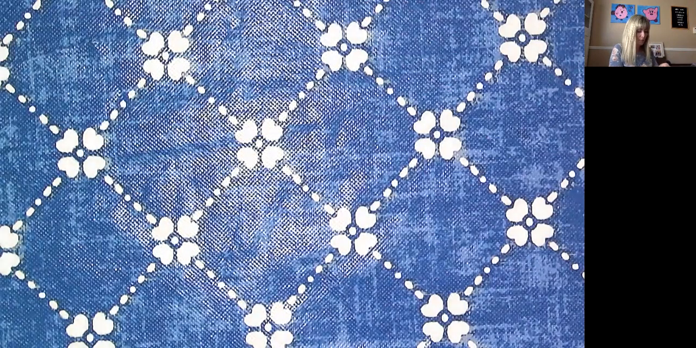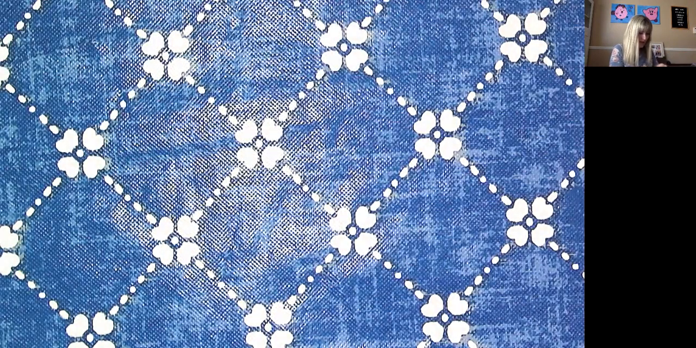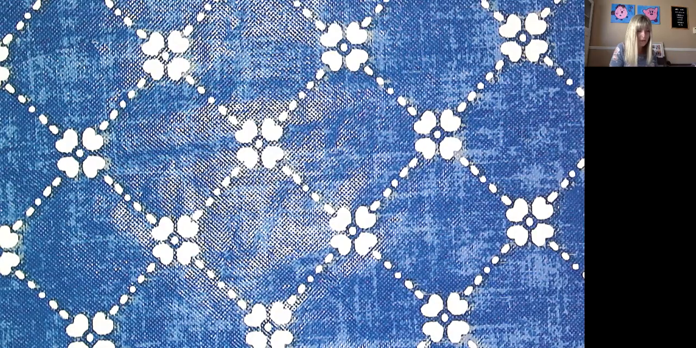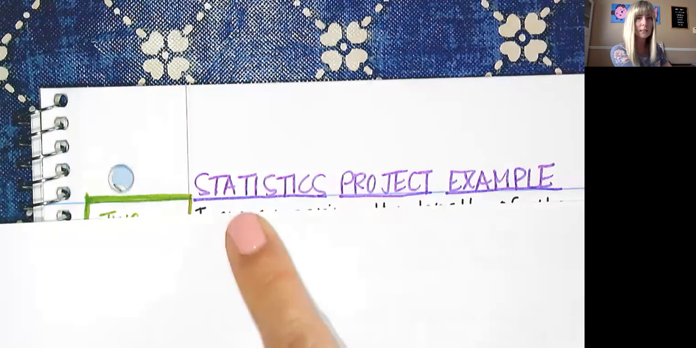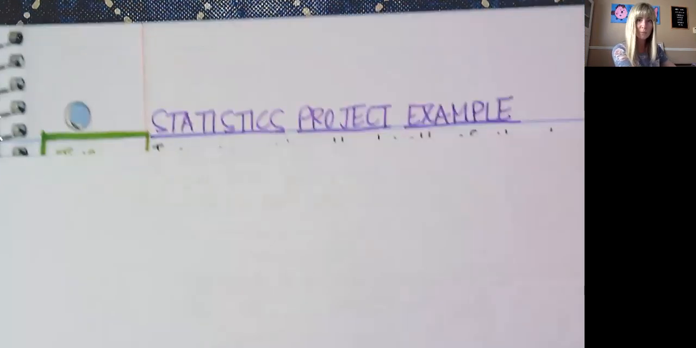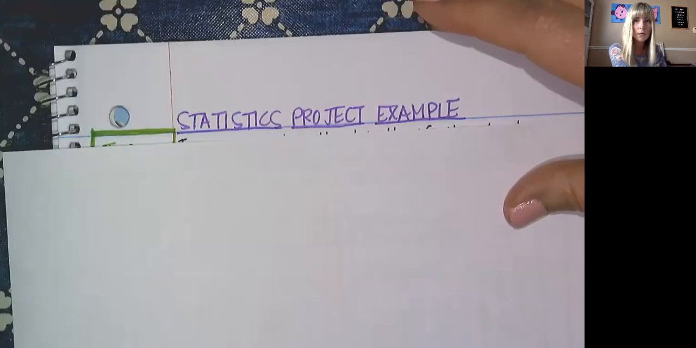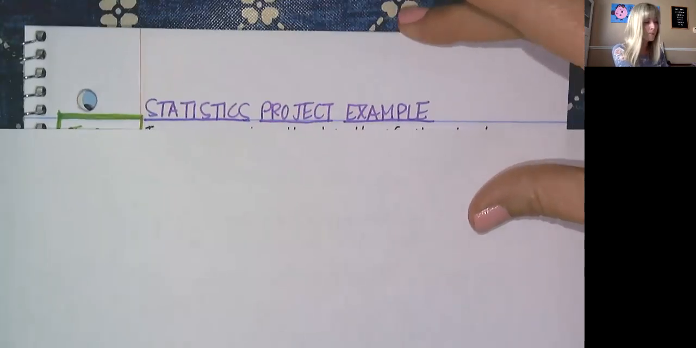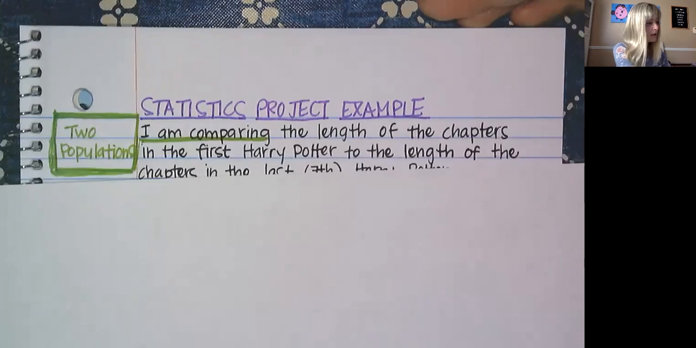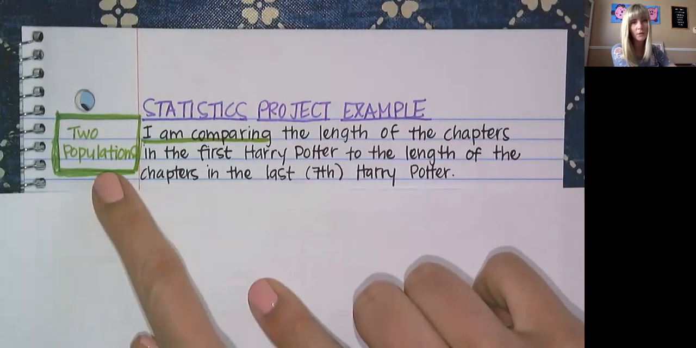So with that in mind, let's go back to page 9. And I am going to model for you exactly how I want you to set this all up. Now, on page 9, you're copying all of my stuff. So on page 9, you want to make sure you call it your statistics project example. So make sure you have that as your title. The very first thing you're going to do on this page, and then when you do your own, is you are going to tell me which 2 populations you're comparing.